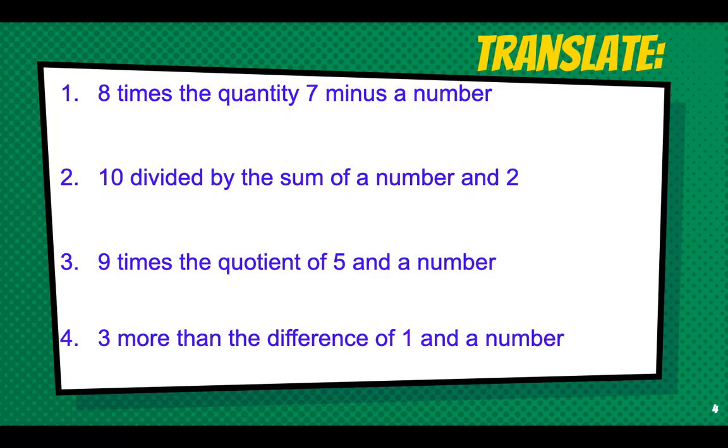So when we go to translate, again, we may have a verbal expression like what you see here. Then we're looking for a mathematical phrase. So 8 times the quantity, 7 minus a number, tells me a few different things. Because I have times the quantity, I know I want to do multiplication. I'm going to have an 8 on the outside, and then this quantity is going to be whatever follows. So I have 7 minus a number. So here you see my 8 times the quantity, and then inside I have 7 minus a number.